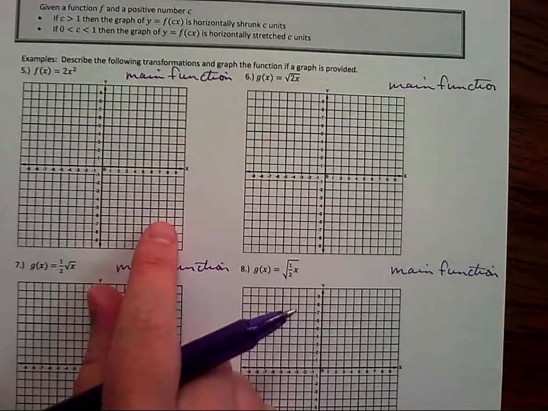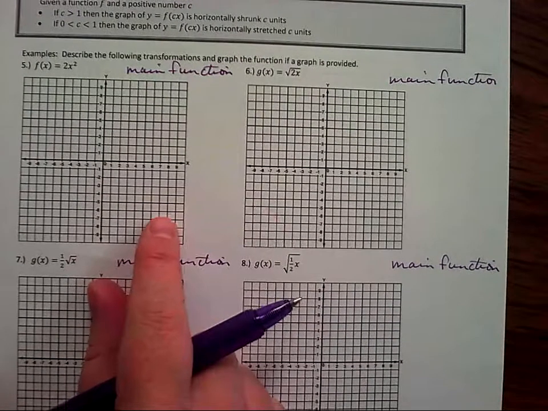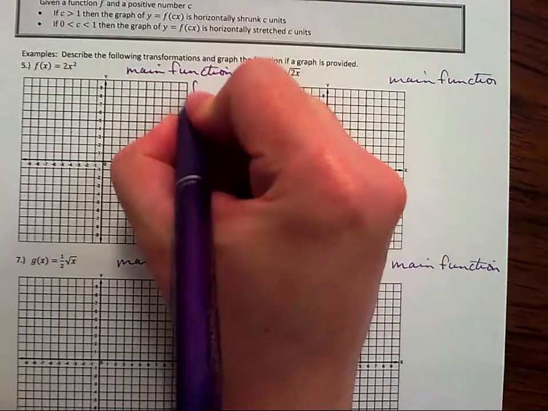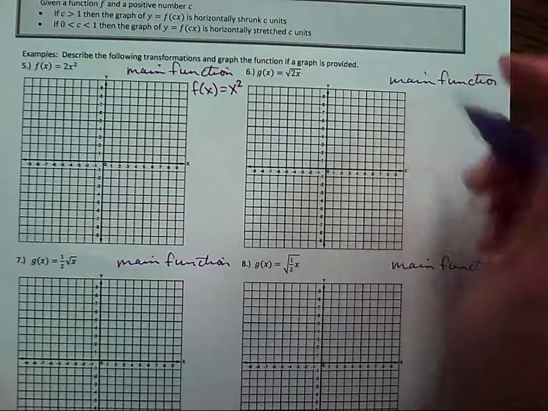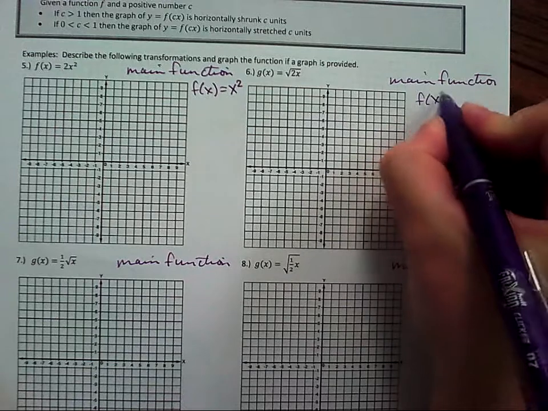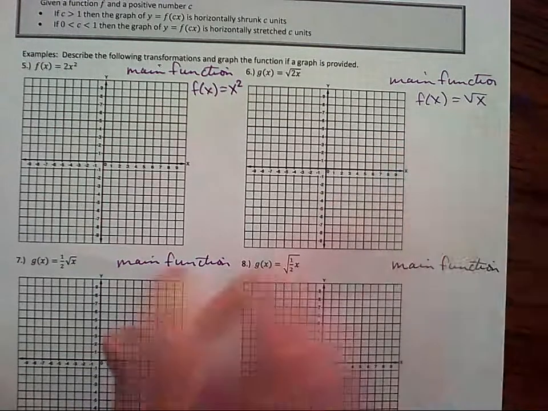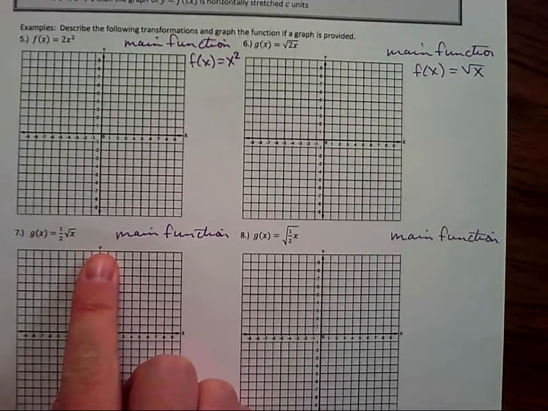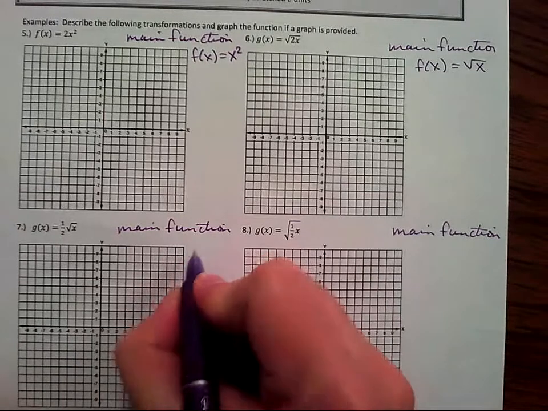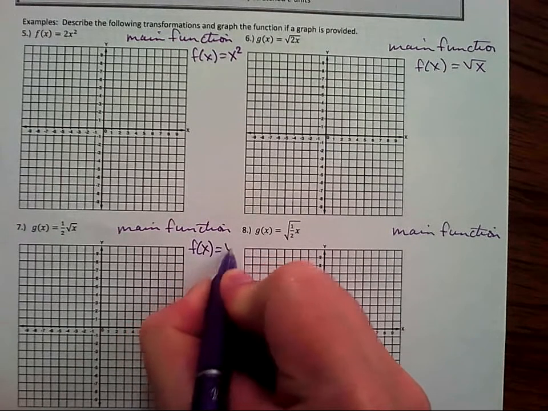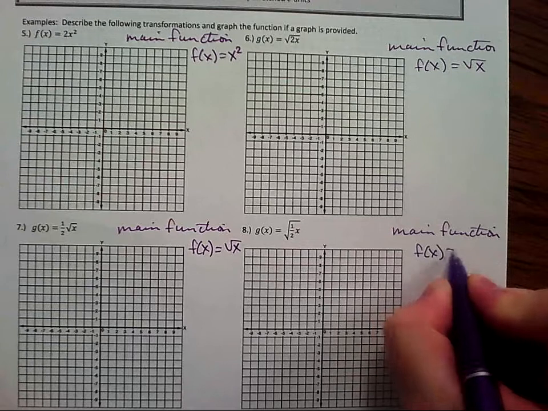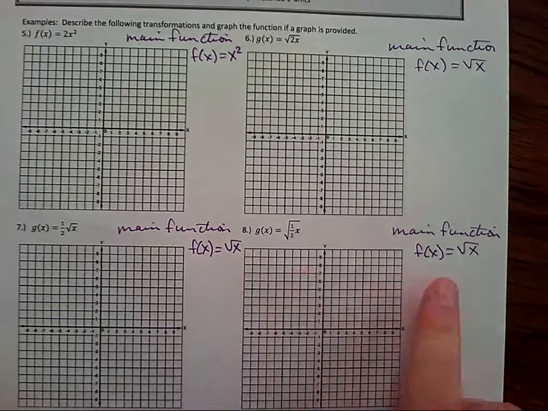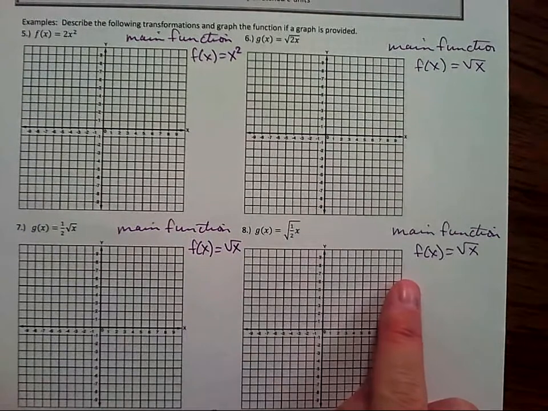Okay, so what's the main function for number 5? Good. F of x equals x squared. What's the main function for number 6? F of x equals the square root of x. What's the main function for number 7? Square root of x. So these three have the same main function, right?